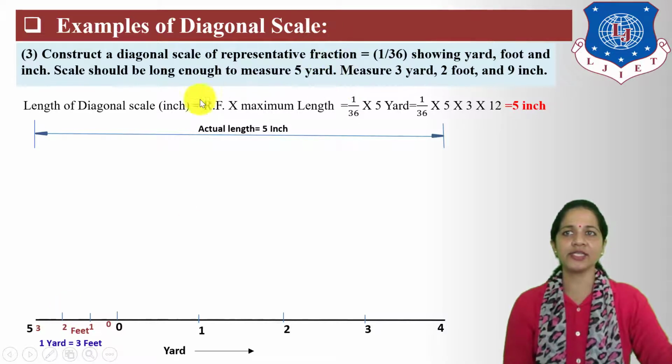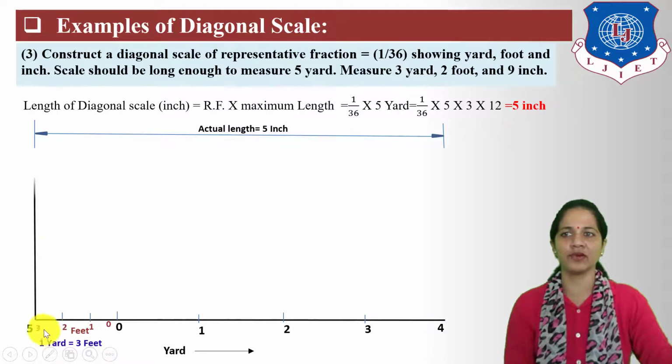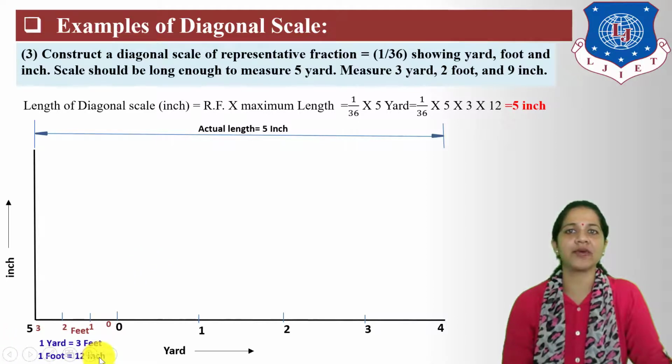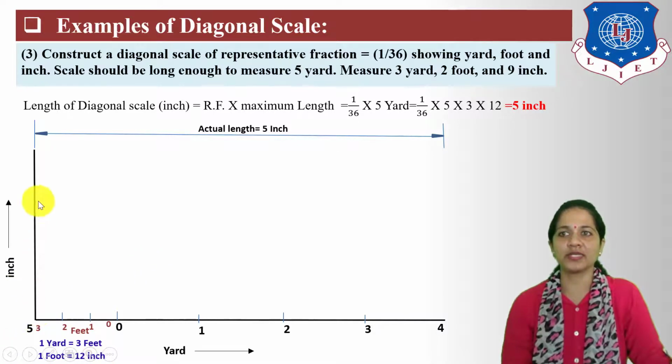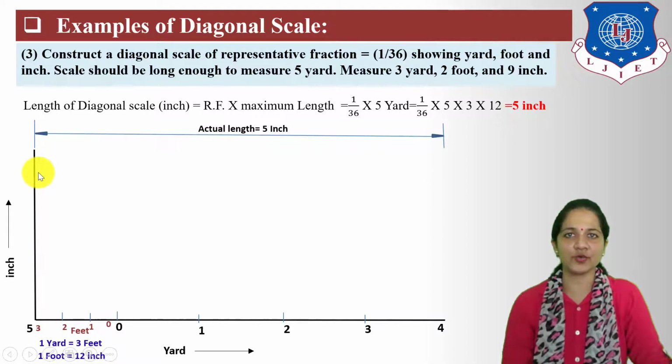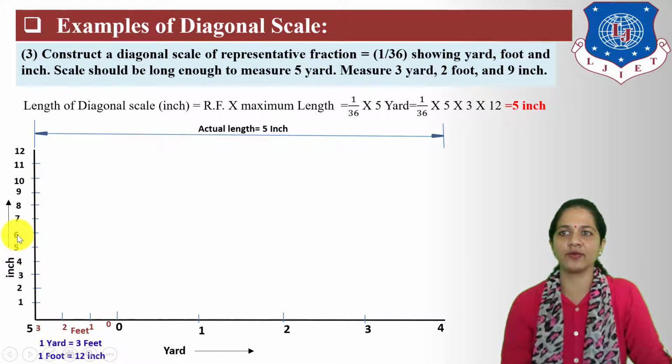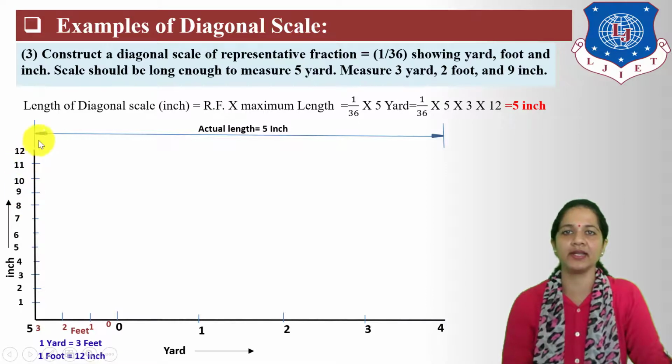Next, the inch unit is indicated on the vertical scale. So draw a vertical line from the 5 point. We know the relation of feet and inch: 1 foot is equal to 12 inch. So this vertical line is divided into equal 12 parts. Mark the 12 points as 0, 1, 2, 3, 4, 5, 6, 7, 8, 9, 10, 11 and 12.